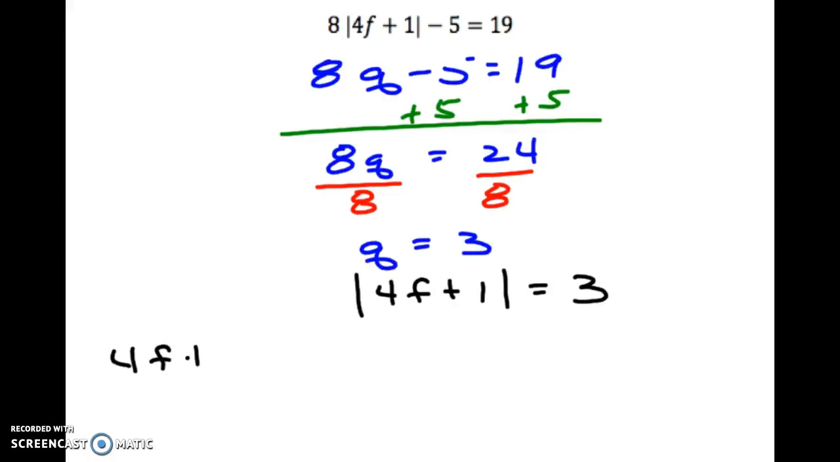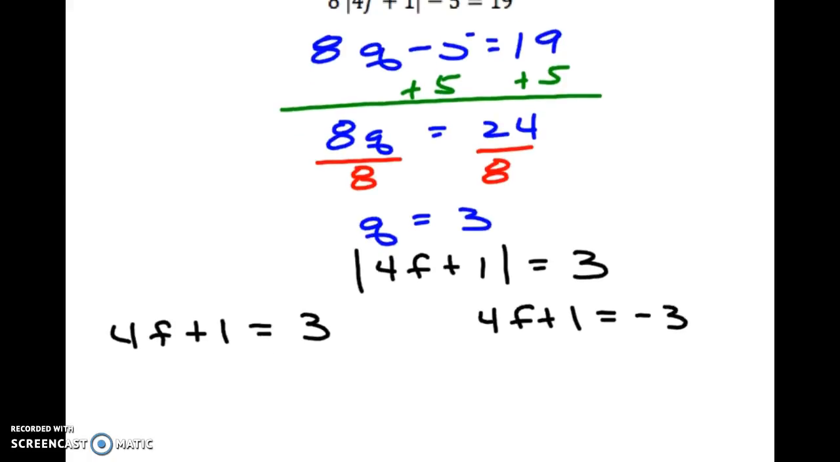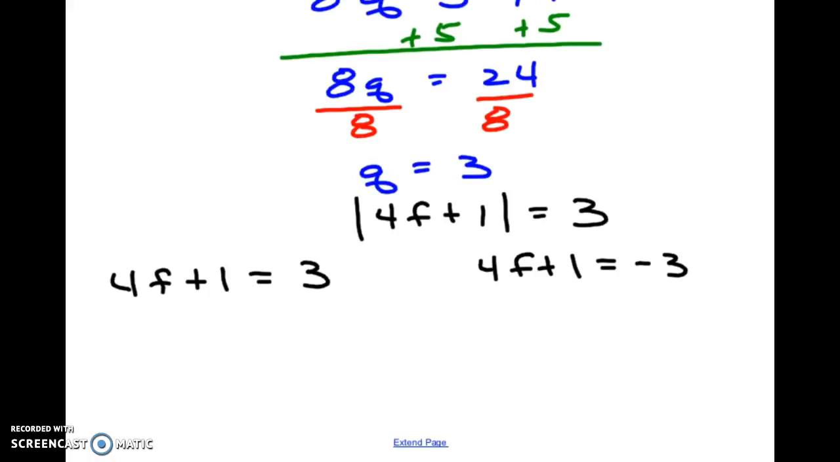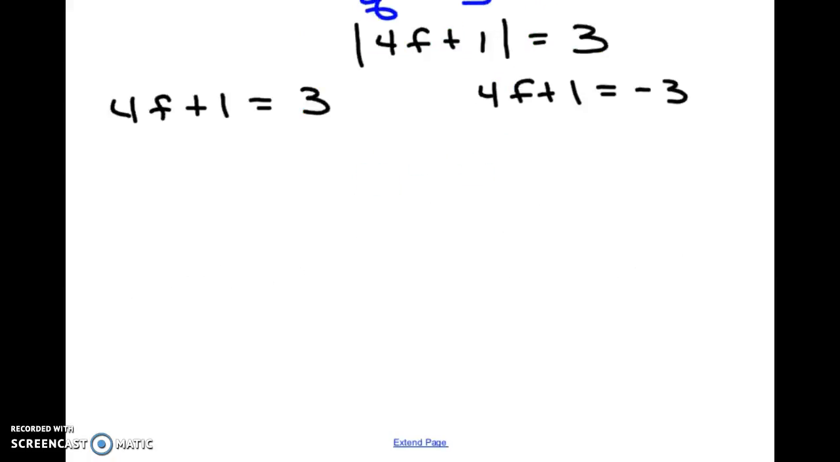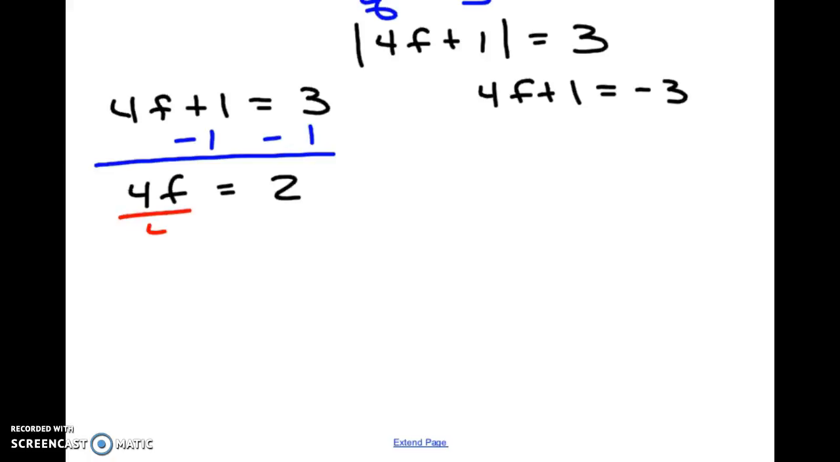So we know the 4f plus 1 will have to equal a positive 3. And the 4f plus 1 would have to equal a negative 3. Give ourselves a little room to work here. The math is normal. Subtract 1 first. Divide by the 4. If we simplify the 2 fours, we should get f equals 1/2.